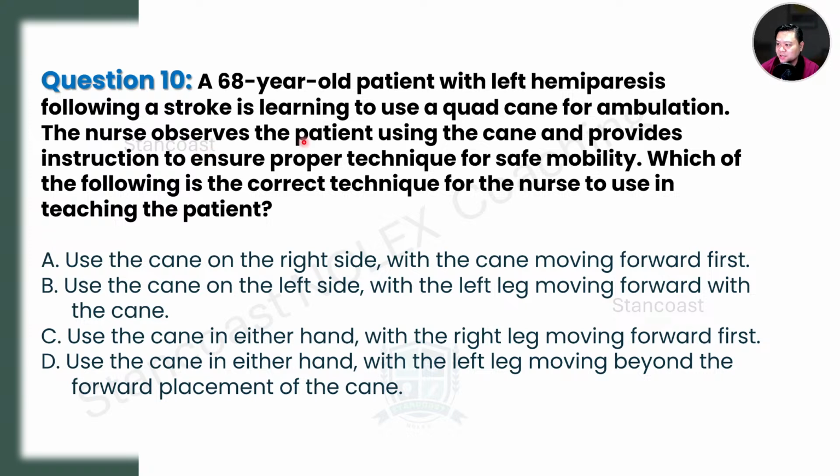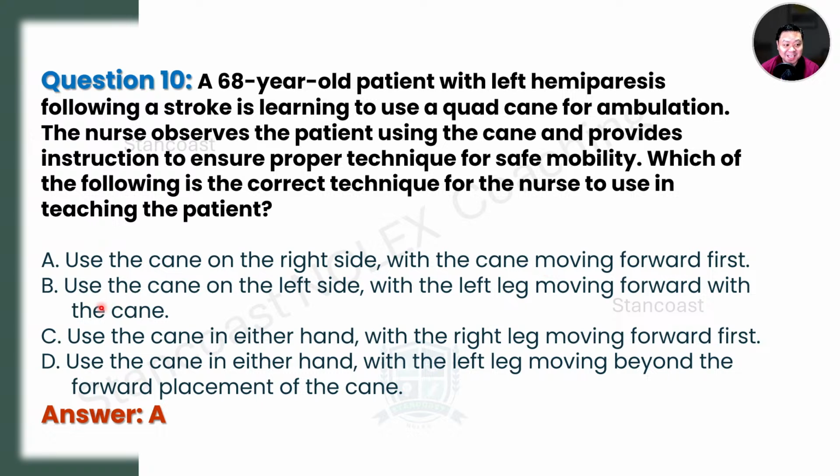Take note, in our scenario it says here that the patient has left hemiparesis after a stroke. So the patient is now learning to use the quad cane. So what would be the best technique here in order to prevent any possible fall? Your answer should be letter A. Using the cane on the right side with the cane moving forward first will allow the left leg to move forward with the cane. And this will help stabilize, and it will also help with balance and mobility, which will promote safety.